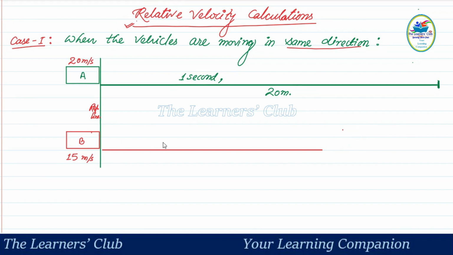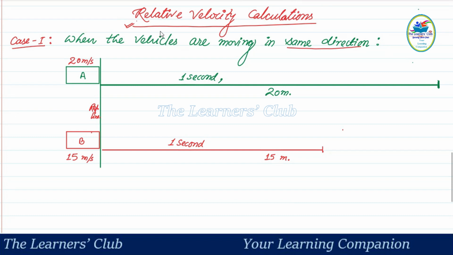Yes, sir. This is also the same 1 second time. They start moving at the same point of time, okay? But at this time, the vehicle has traveled, because of having the velocity 15 meter per second, it can travel only 15-meter distance up to here. Are you clear or not? Yes, sir.